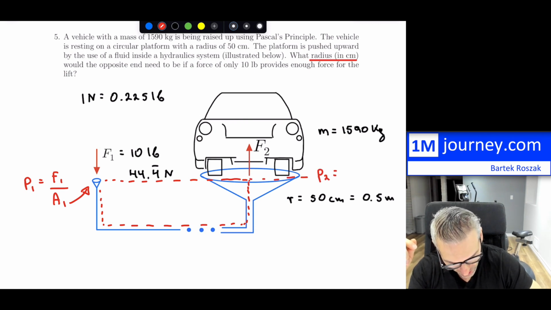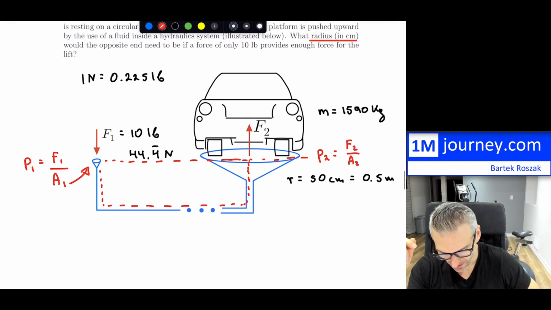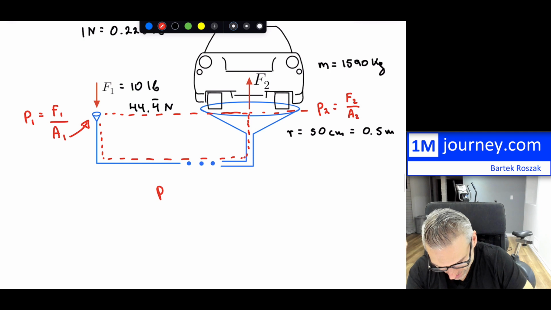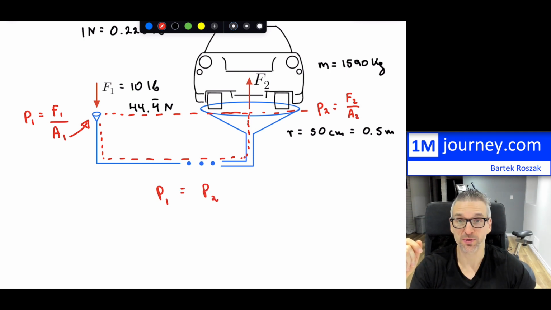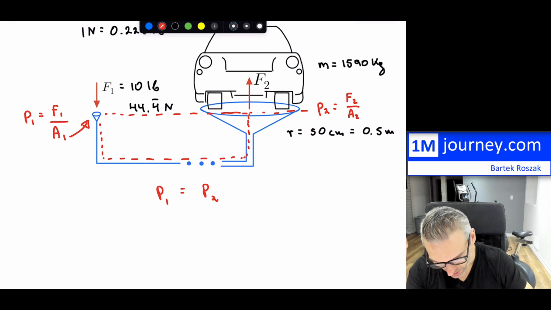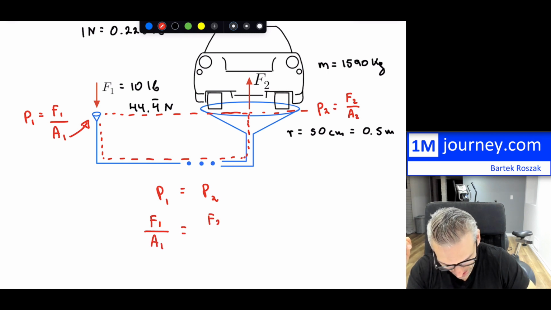So this, I'm going to call this F2, over the area 2. So really what we are dealing with is we have pressure 1 is equal to pressure 2. So that comes from Pascal's principle. We know what the force is. So this is going to be force F1 all over our area 1, and this is going to be force F2 over the area A2.